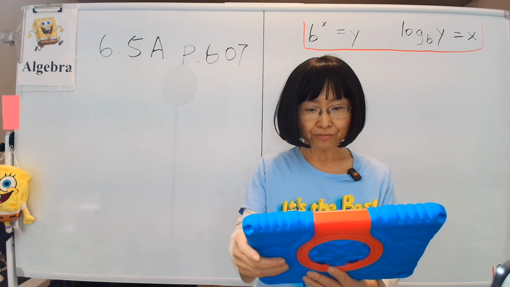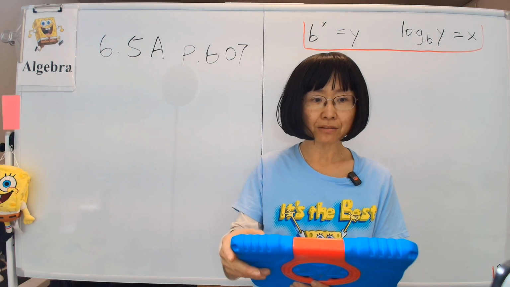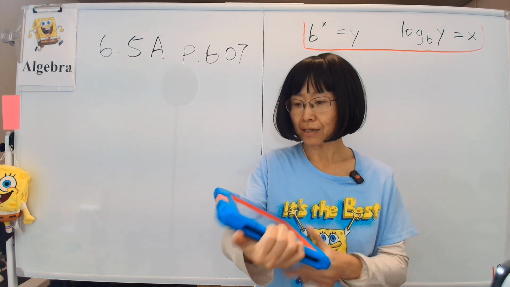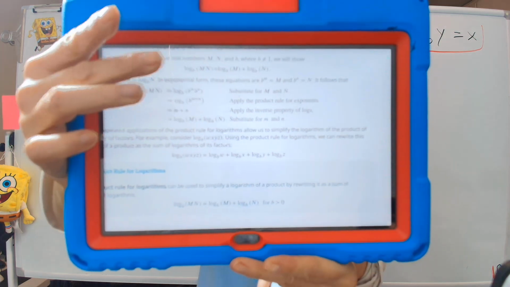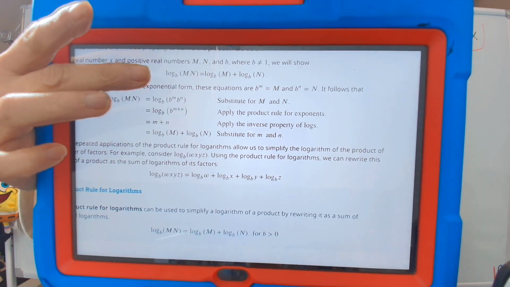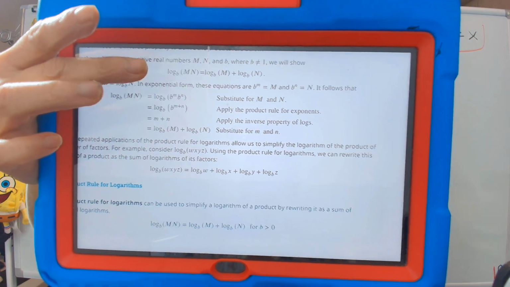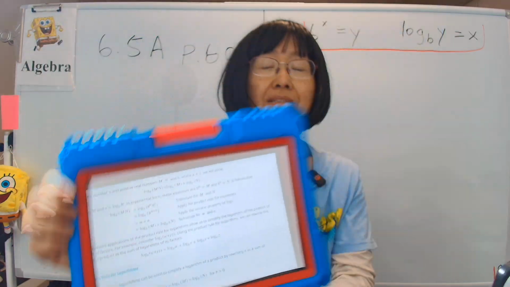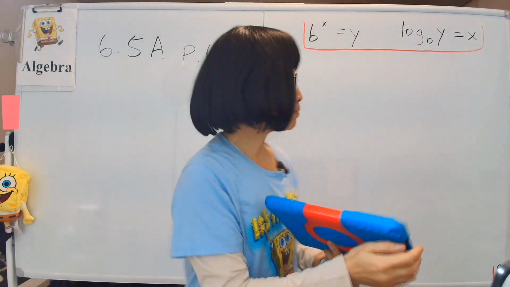Okay, so first let's look at page 607 towards the bottom of the page, where we're going to prove the product rule. That is, the logarithm of something multiplied together is the same as the logarithm of each individual added up. Okay, but first I'm going to demonstrate why this is the case. Now, before that, let's go back to the principle.